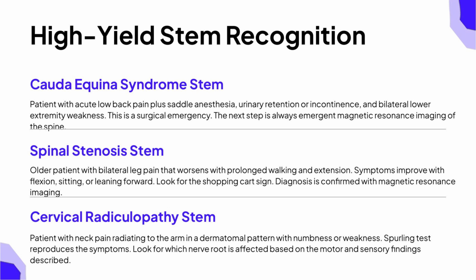Third, cervical radiculopathy. The patient has neck pain radiating to the arm in a dermatomal pattern with numbness or weakness. The Spurling test reproduces the symptoms. The question will usually give you enough information to figure out which nerve root is affected based on the motor and sensory findings. Memorize these three patterns and you will recognize them instantly on exam day.